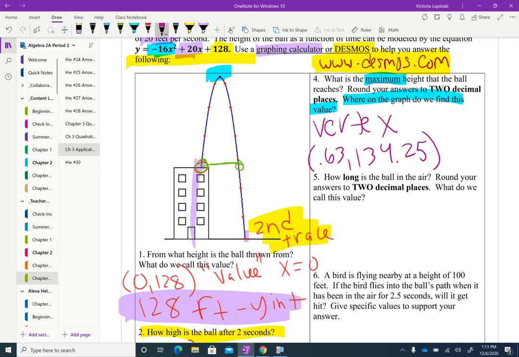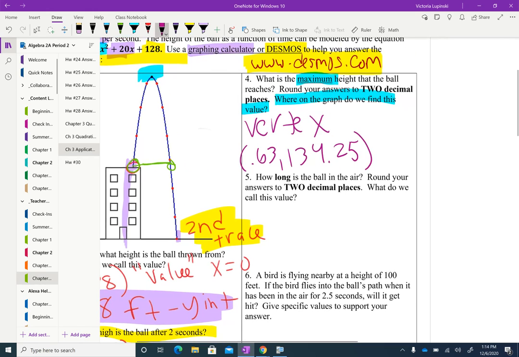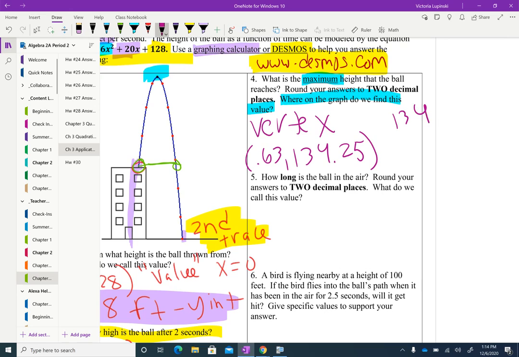And then just to make sure we answer, what is the maximum height? So the maximum height would be 134.25 feet. Remember, the 0.63 means that it takes 0.63 seconds in order for the ball to reach its maximum height, which is 134.25 feet.